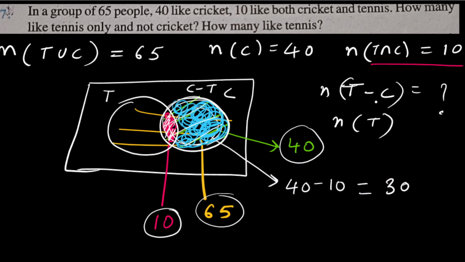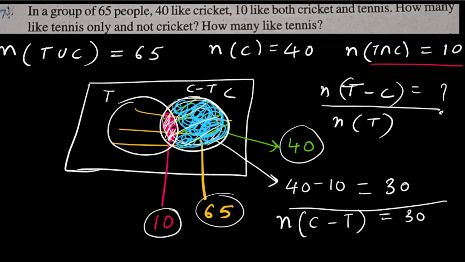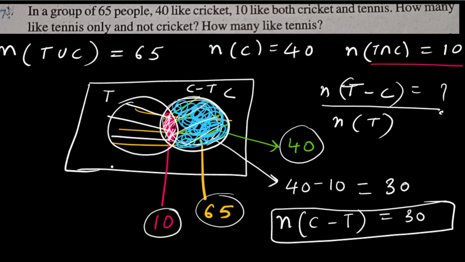So what have we found? We have found C minus T. N of C, cricket, not tennis. This is equal to 30. Now, N of T we have to find. See, total we know. N of T means again this full part, which includes the common also. So N of T is this one. I'll highlight again with a different color so that you can easily locate it. Okay, this full part. This full part is what? N of T. This part is what?